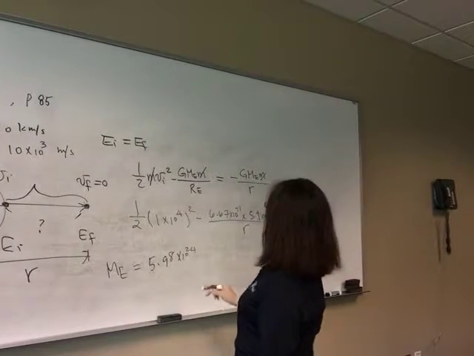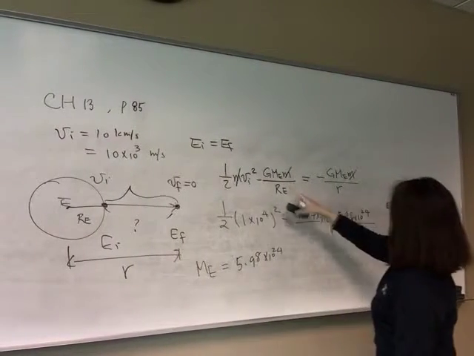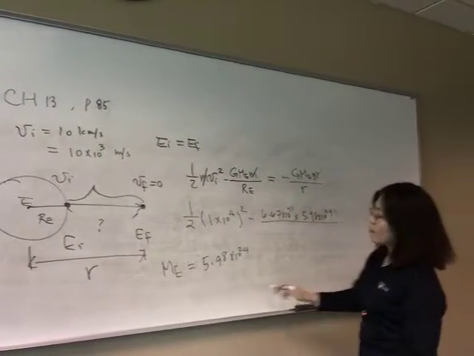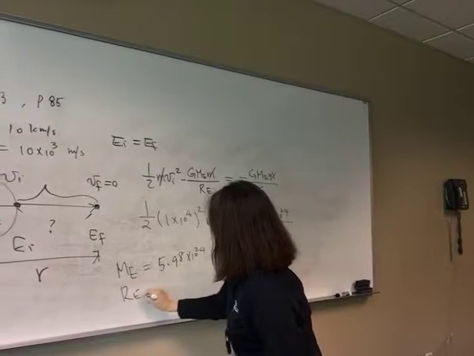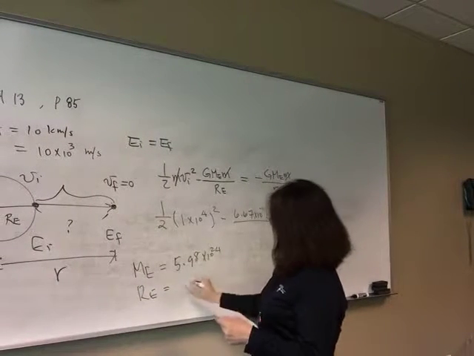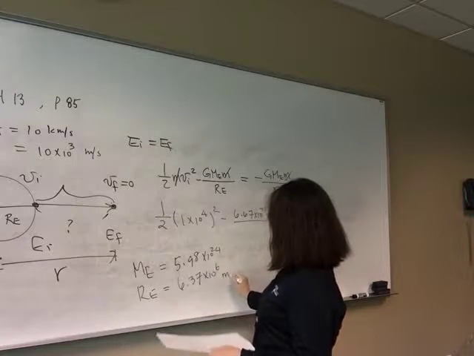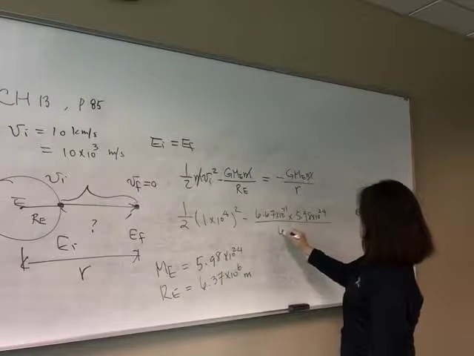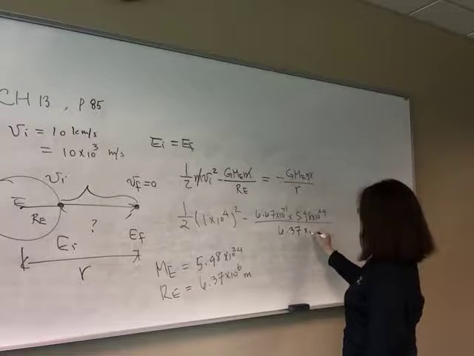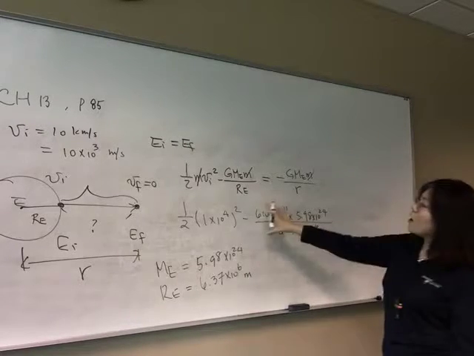So, I'm sorry, we're doing this part. And RE, so what is RE? Your RE here is equal to 6.37 times 10 to the 6 meters. So you have 6.37 times 10 to the 6. So that's on the left-hand side.